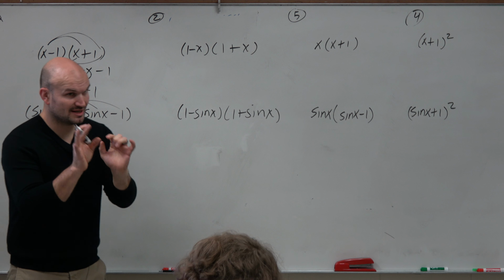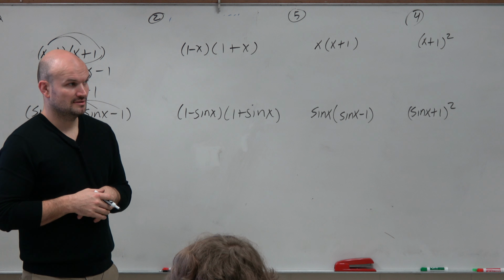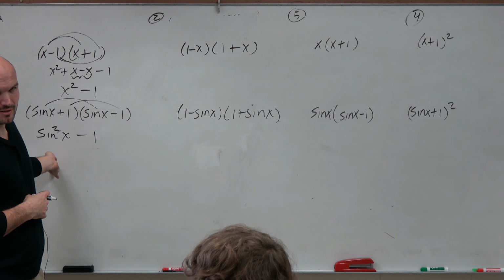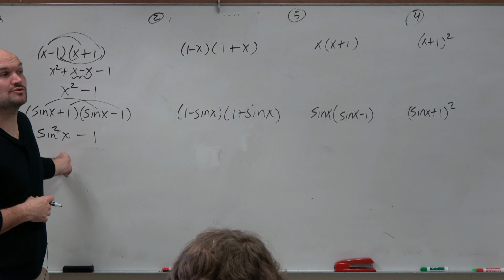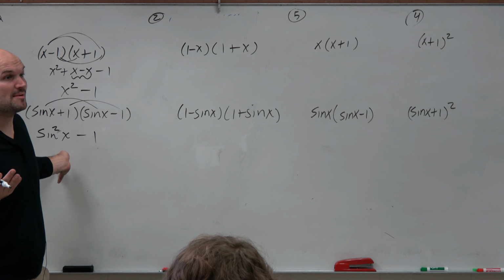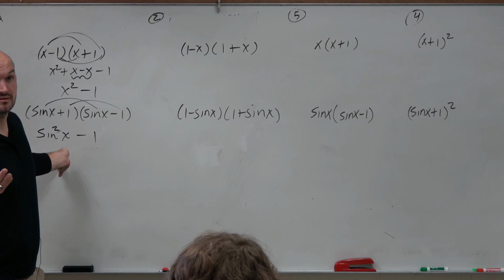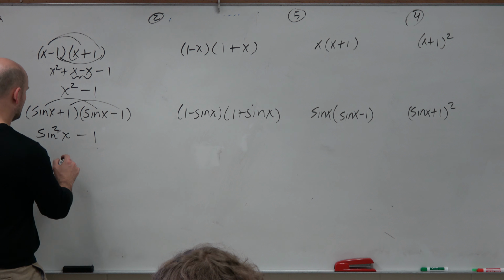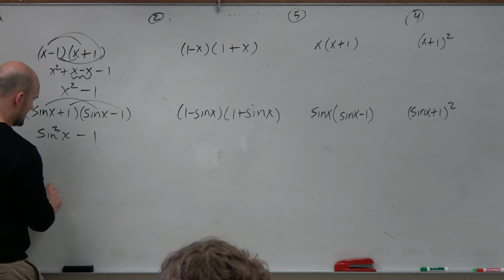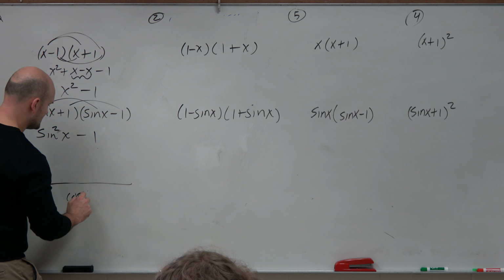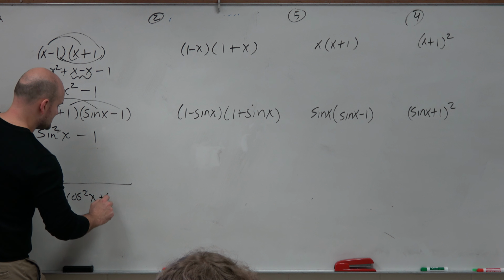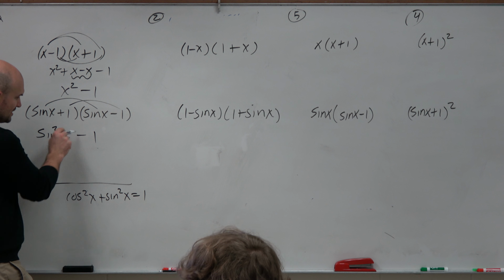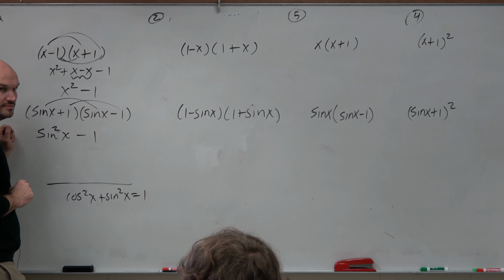Now, here's where it kind of gets a little confusing. Could we maybe simplify that a little bit more? We see a squared. We see sine squared. Do we have an identity that represents sine squared? The Pythagorean identity, right? It doesn't always work, but follow me here. Let's do a little sidebar. If I said cosine squared of x plus sine squared of x is equal to 1, what is sine squared of x minus 1 equal to?